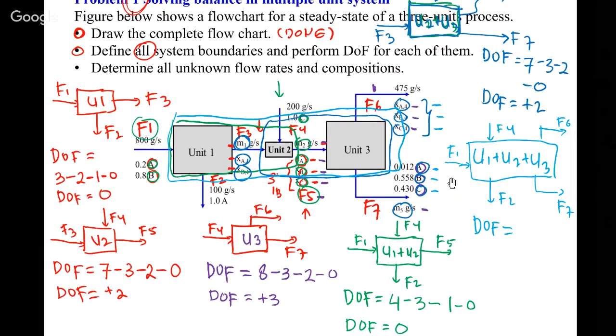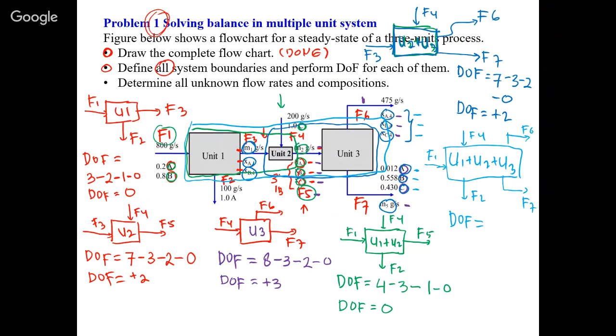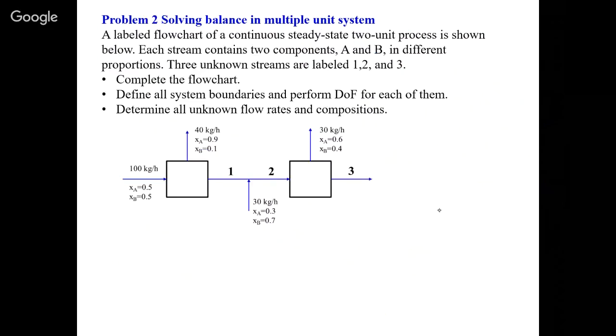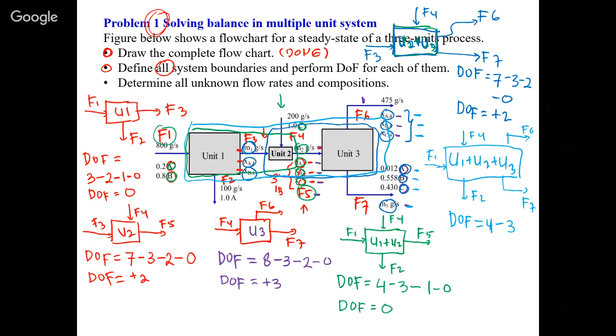So we don't know, basically, here is this one: 1, 2, 3, 4. So 4 minus 3 independent balances, which are A, B, C, minus 1 physical constraint, which is stream number 6, and minus 0 information. So you get DOF equal to 4 minus 3 minus 1 equal to 0.